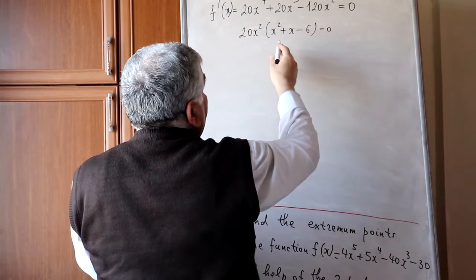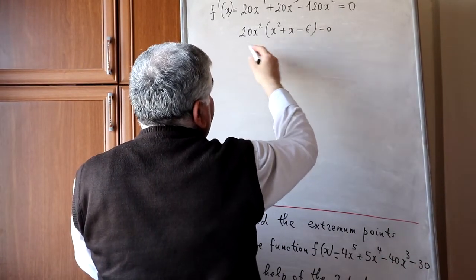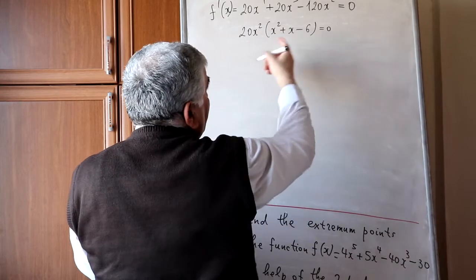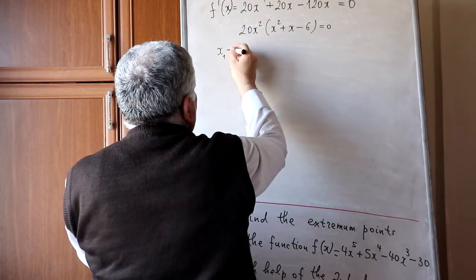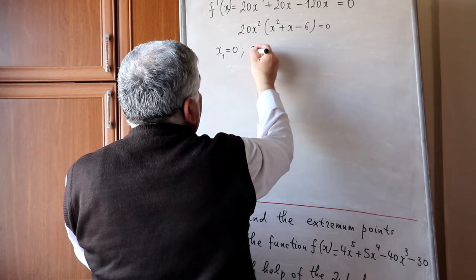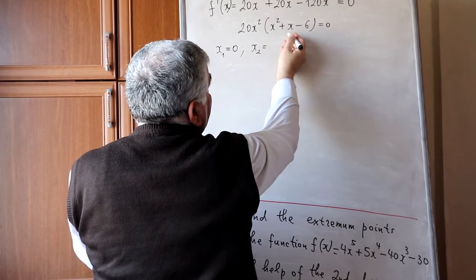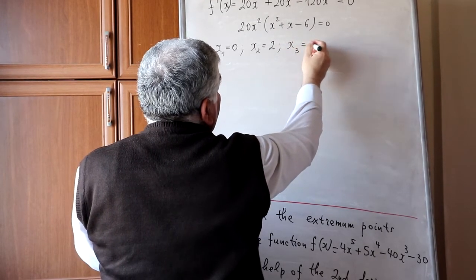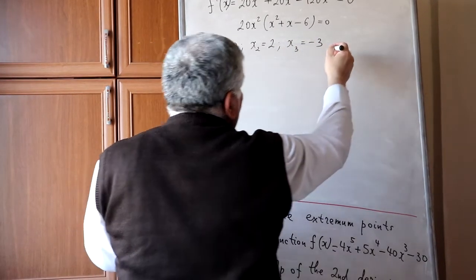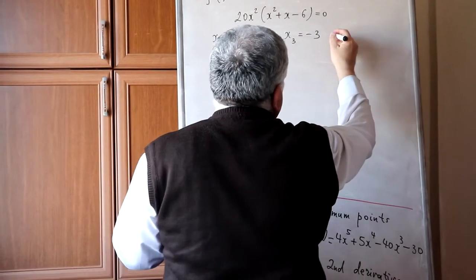Then find all roots of the obtained equation. X first is 0, x second is 2, and x third is minus 3. They are the critical points.